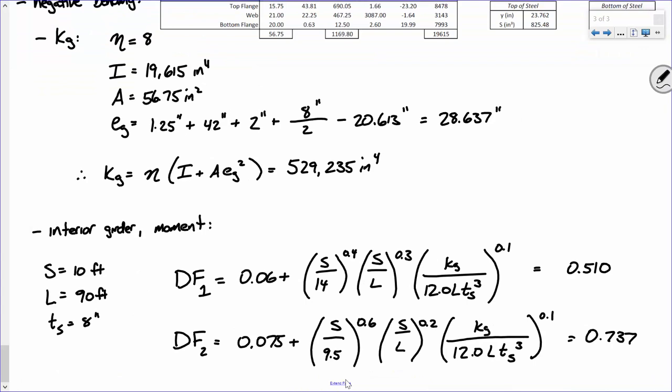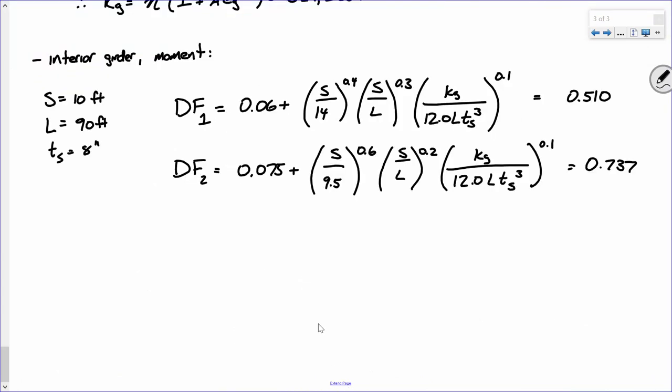Okay, the only other one that we have to do is exterior girder moment. No. Sorry. Exterior. Interior girder. Wait, no. We need to do exterior girder moment, 2 lanes or multiple lanes loaded. Sorry. I'm in need of coffee is what it is.